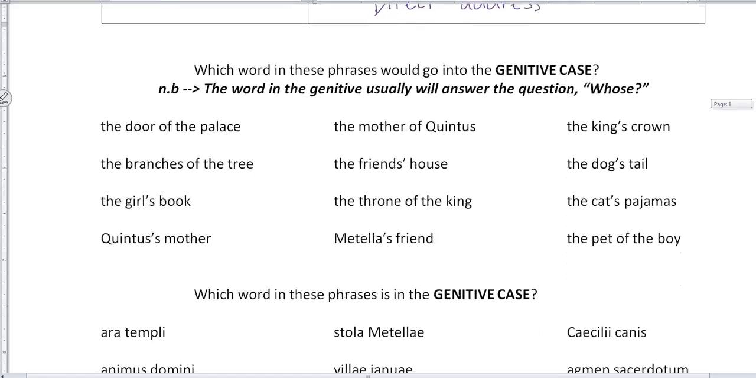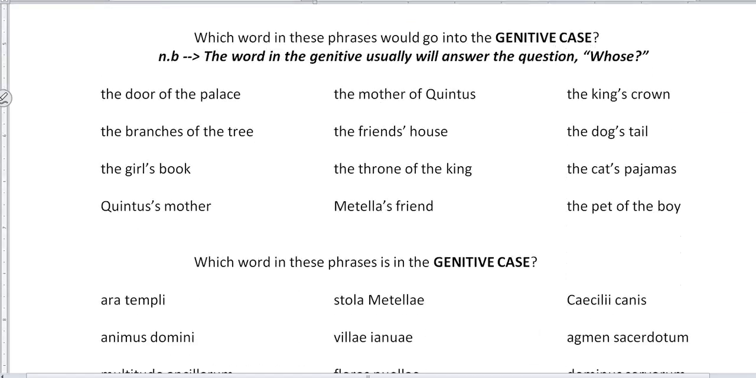So, let's take a look at some examples of phrases using genitives in English. Pause this video right now and please circle whichever word or words in these following phrases in English would be in the genitive case in Latin. Think about the little extra words we add when we translate them from Latin into English. Pause the video. All right, welcome back.